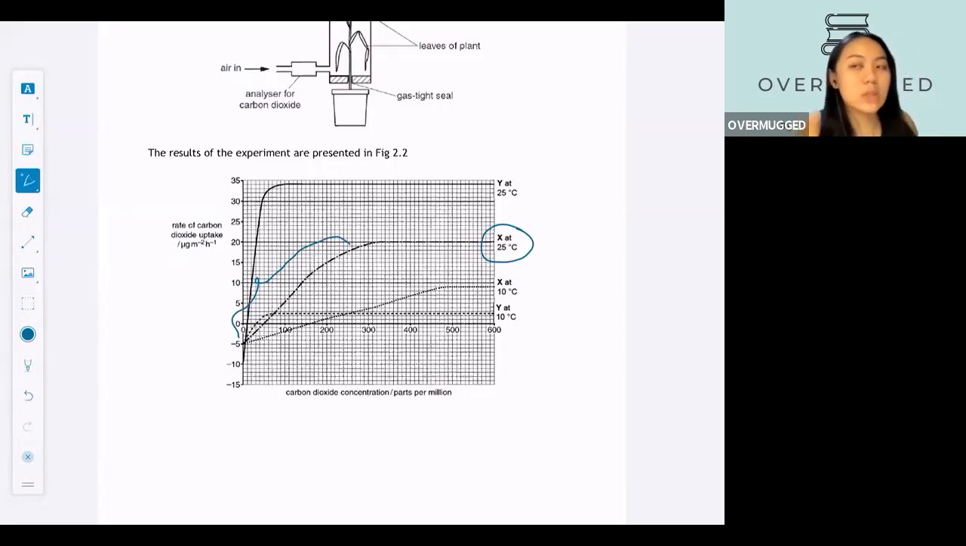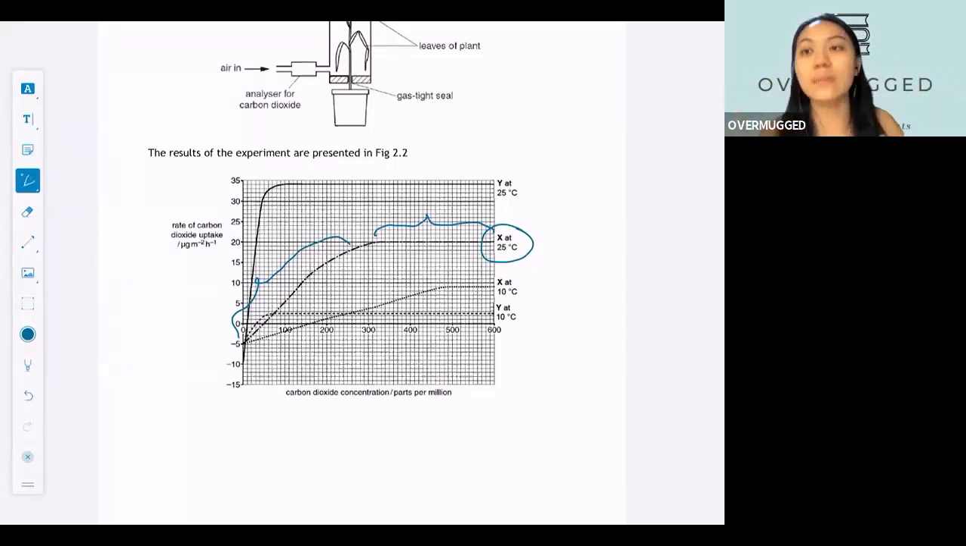But at what point is it not a limiting factor? Here. And when carbon dioxide is not the limiting factor, something else has to be the limiting factor. You only need to know three limiting factors for photosynthesis, which are carbon dioxide concentration, light intensity, and temperature. So in this case, if it's not carbon dioxide, it has to be either light or temperature.